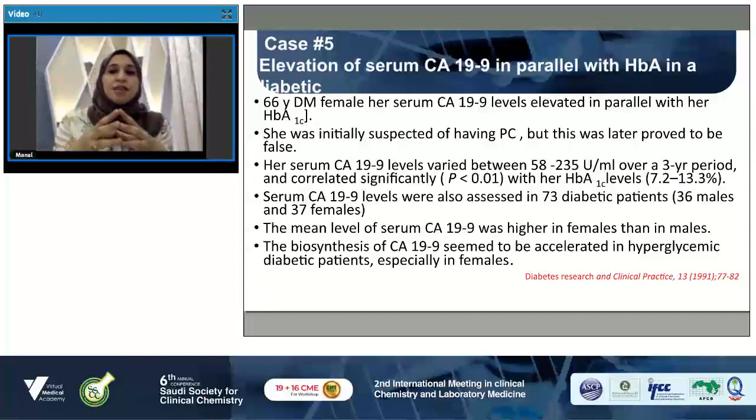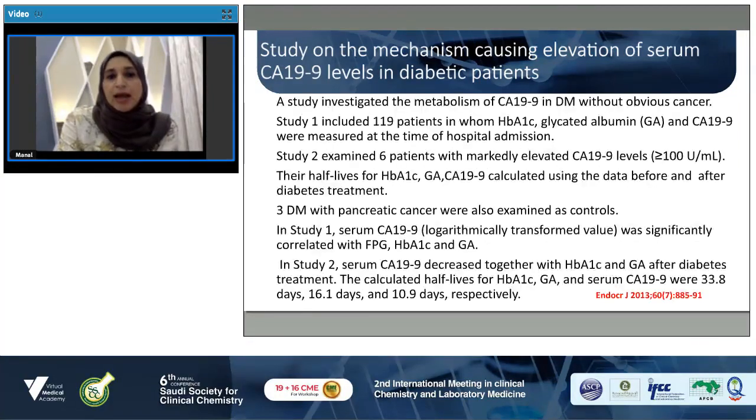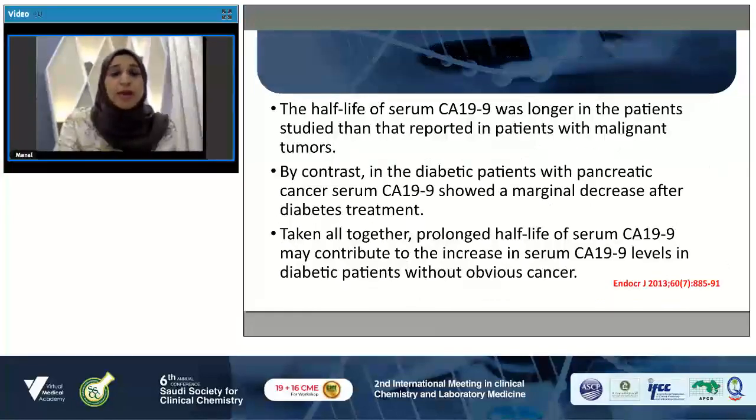So they studied 73 diabetic patients, 36 male and 37 female, and they proved that the CA19-9 was really higher in this group, especially in the females. And then they evaluated that, and the question is why. The mechanism they reported is that it could be hyperglycosylation. I found another paper which talks about the mechanism of why CA19-9 is elevated in the serum of diabetic patients. This was published in the Endocrine Journal in 2013. If you have time, go through it. I'll just jump to the conclusion for the sake of time.